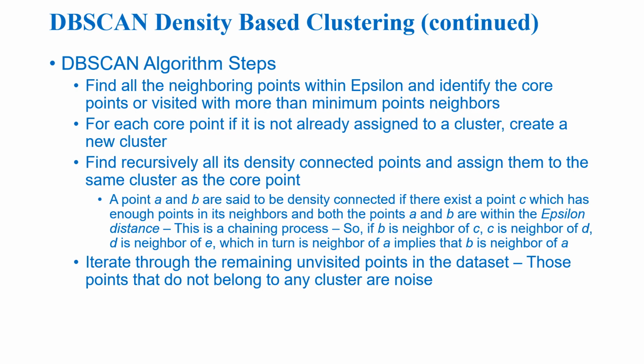So points A and B are said to be density connected if there exists a point C which has enough points in its neighborhood, and both points A and B are within epsilon distance. So this is a chaining process. If B is the neighbor of C, C is the neighbor of D, and D is the neighbor of E, which in turn is neighbor of A, that implies B is connected to A. So you iterate through the remaining unvisited points in the data set, and those points that do not belong to any cluster that you create are considered noise.